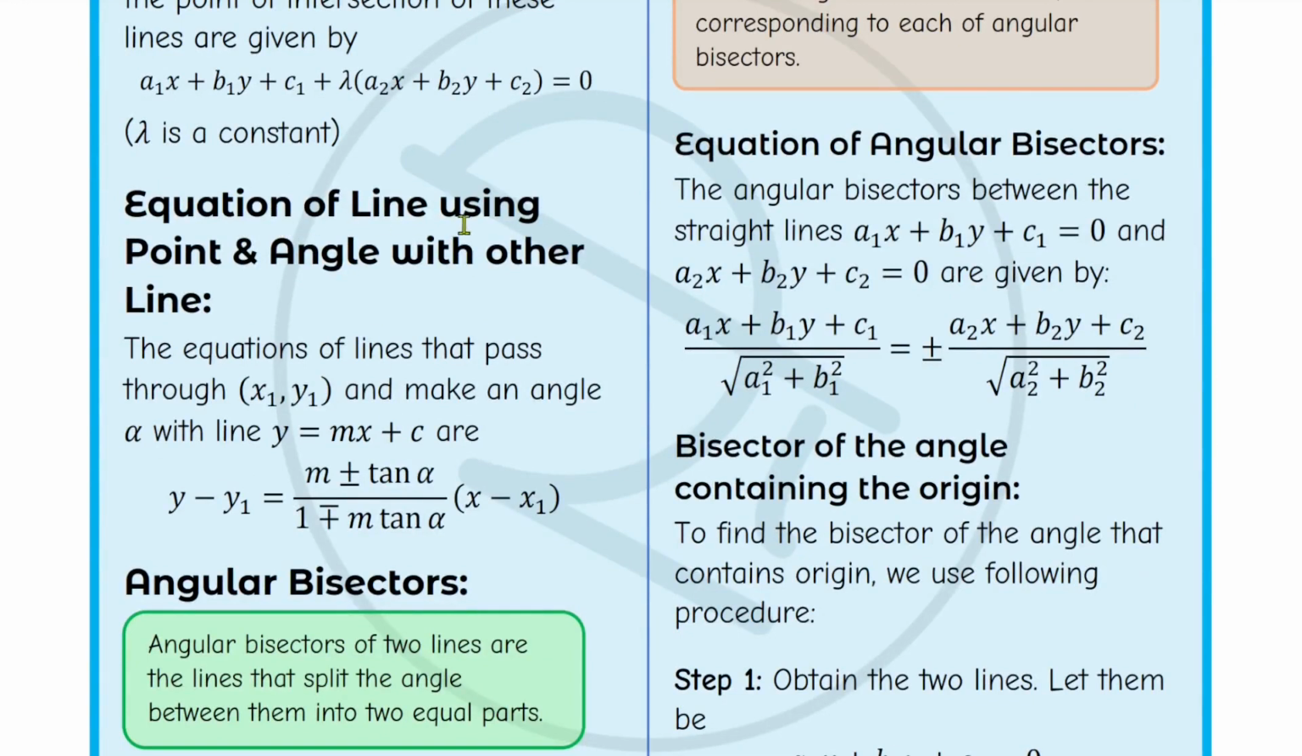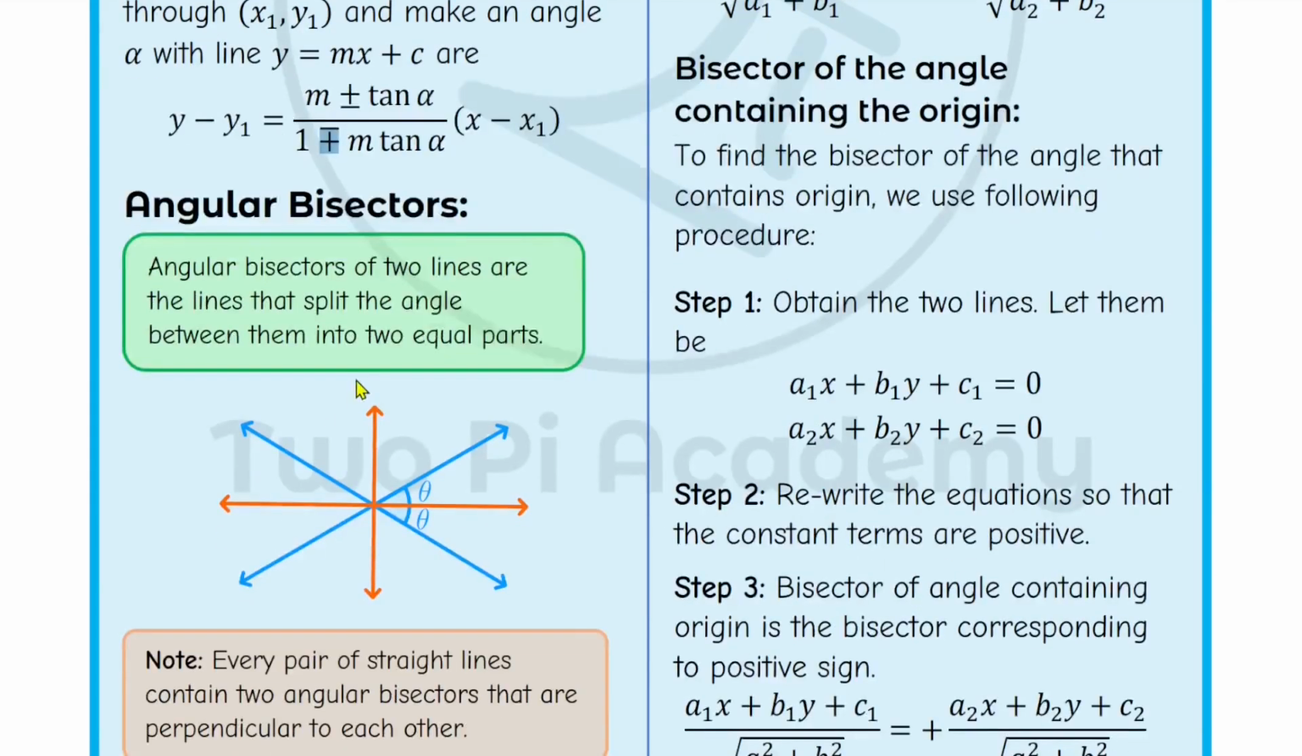And then equation of a line using point and angle with another line. Let's say you need to find equation of lines that pass through (x1, y1) and make an angle alpha with y = mx + c. Then the equation of those lines will be y - y1 = (m ± tan alpha)/(1 ∓ m tan alpha) (x - x1). Here if you notice carefully, there is plus or minus and minus or plus, right? This is because there are two possible lines that satisfy these properties.